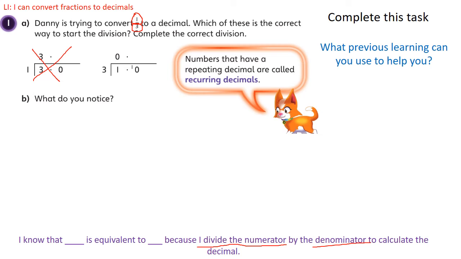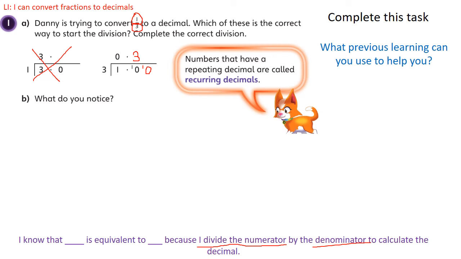So how many lots of 3 can we get from 1? We can't get any. So we have carried our 1 and exchanged it for 10/10. So how many lots of 3 can we get from 10? Well, we know our 3 times table, 3, 6, 9. So that's 3 lots. 10 take away 9 is 1. So our remainder is 1. I've run out of digits, so I'm going to have to put a 0 in again. What do you notice? I've got 10 again.